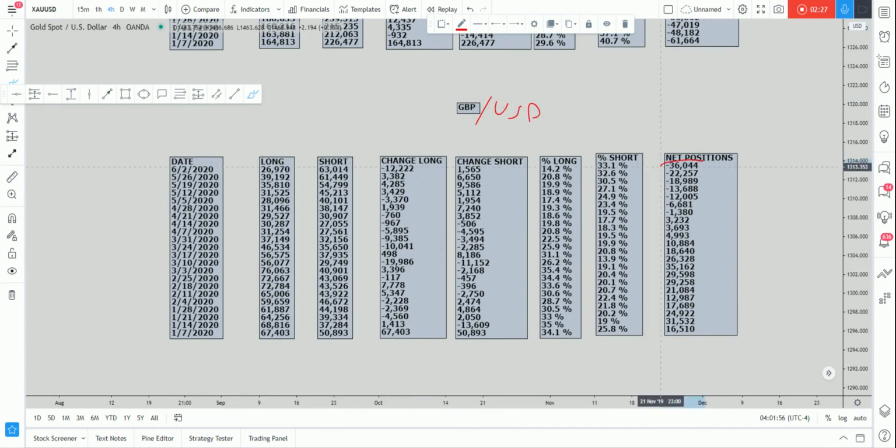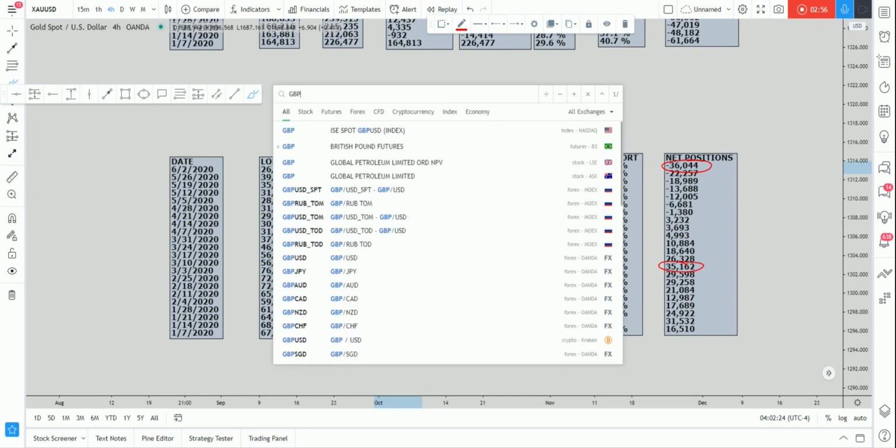And what you can see is that currently we are sitting at minus 36K net positions from the positive 35K that we had here, meaning that we went from an institutional perspective from having more longs than shorts on the pound to having more shorts than longs on GBP USD. And currently we can see that with the last report, they have closed another 12K long positions. What does it mean?